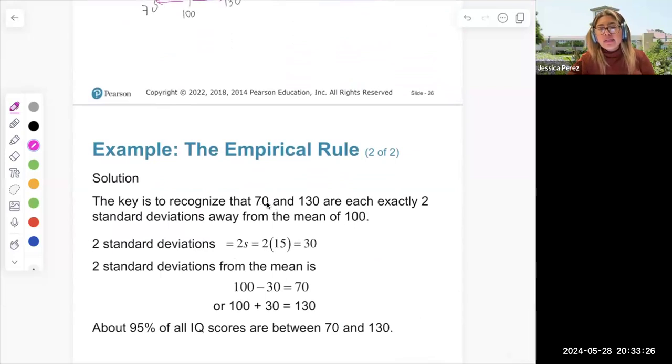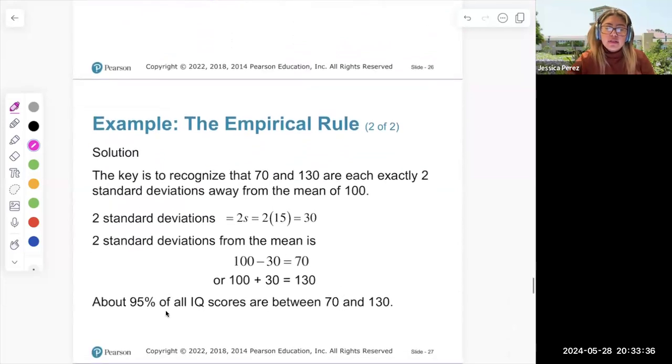Okay, we recognize that 70 and 130 are exactly 2 standard deviations away from the mean. So if I'm 2 standard deviations away, that means about 95% of all IQ scores are between 70 and 130. That's the interpretation of this example. This is called the empirical rule.